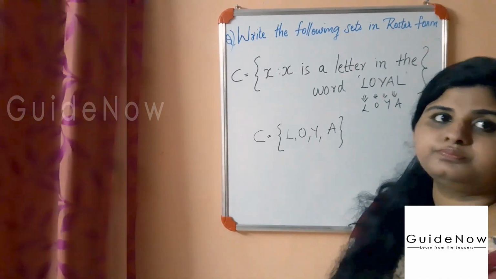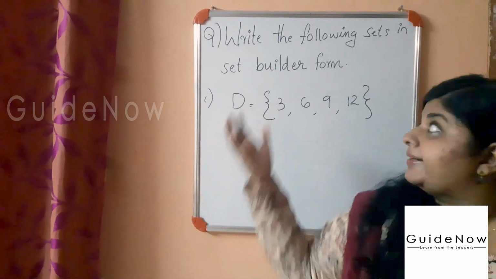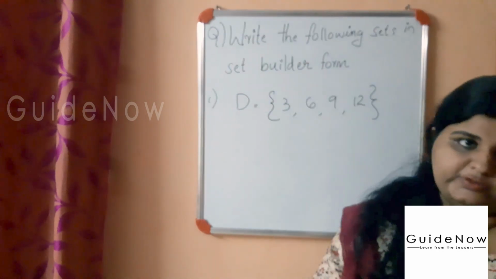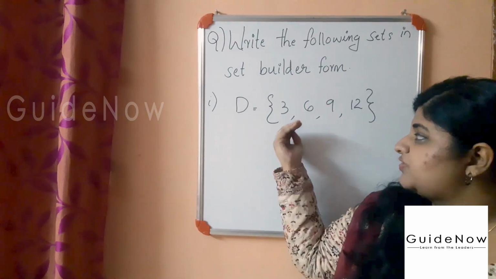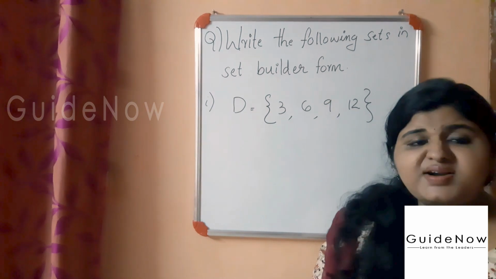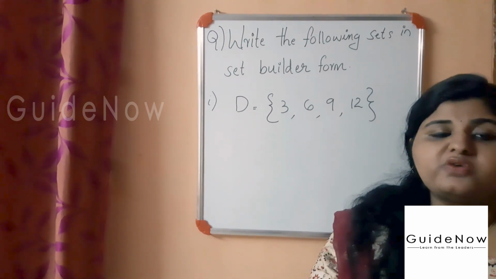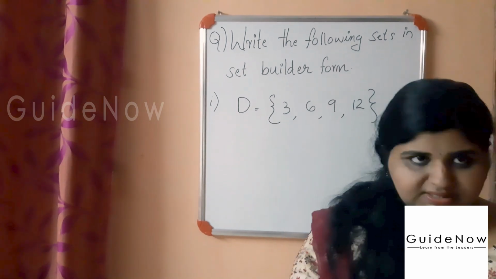Okay, now we are discussing the next set of questions. Write the following sets in set builder form. Here the roster form is given. We have to convert that into set builder form. What is set builder form? We have to write the common properties of the elements inside the set.